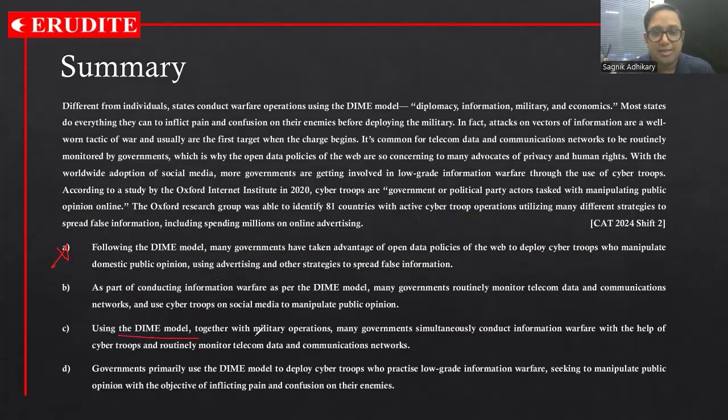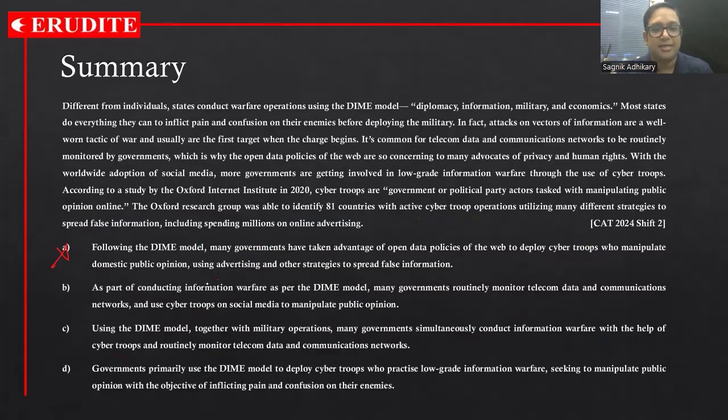C tells us, using the DIME model together with military operations, many governments simultaneously conduct information warfare with the help of cyber troops and routinely monitor telecom data and communication networks. We see, using the DIME model together with military operations, hold on to this thought, many governments simultaneously conduct information warfare with the help of cyber troops. We have one aspect here, routinely monitor telecom data and communication networks, another aspect. Now, this has two problems.